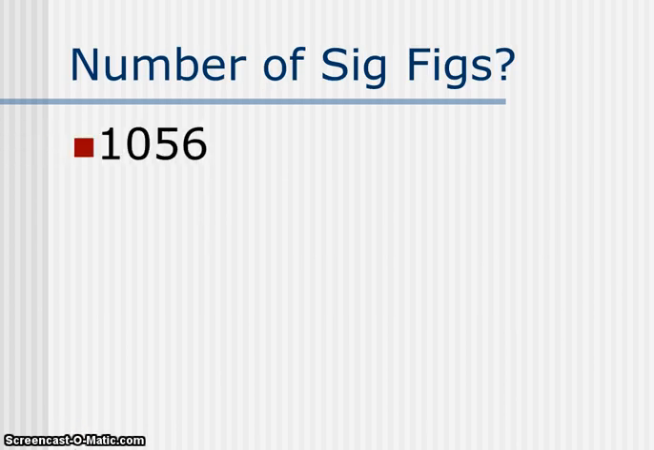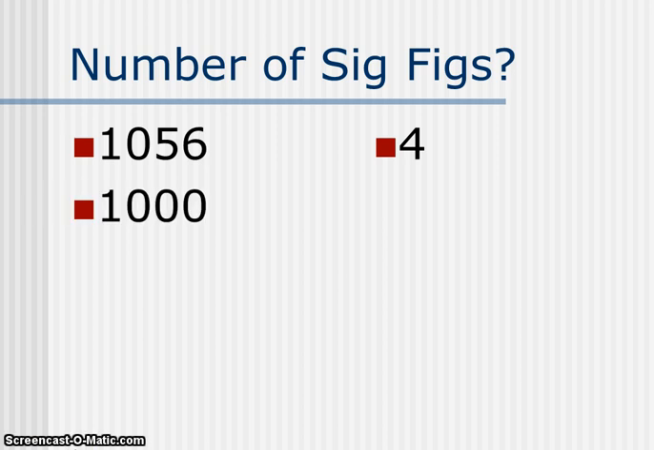So let's look at an example. Okay, let's say that we've got the number 1056 and we want to decide how many significant digits there are. Think about whether there's a decimal point present or not, what side of the number you're going to start from, and how many significant digits. Okay, so we should have 4.